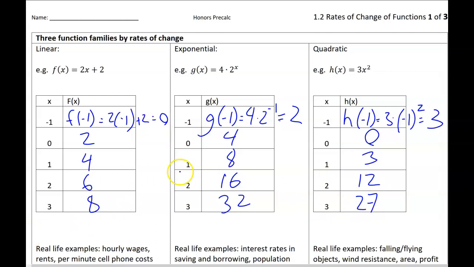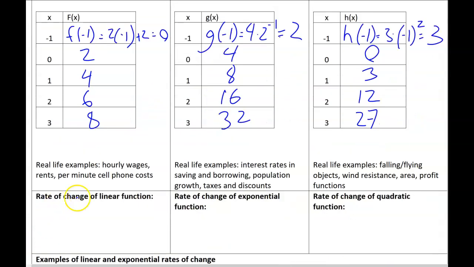Okay. So if you're unsure how I got any of these numbers, I think this should not be rocket science for you guys, but make sure you ask me in class. What we are looking to analyze here is how each of these is changing. But before we do that, I do want you to just take a look at the examples I gave you of where these show up in real life.